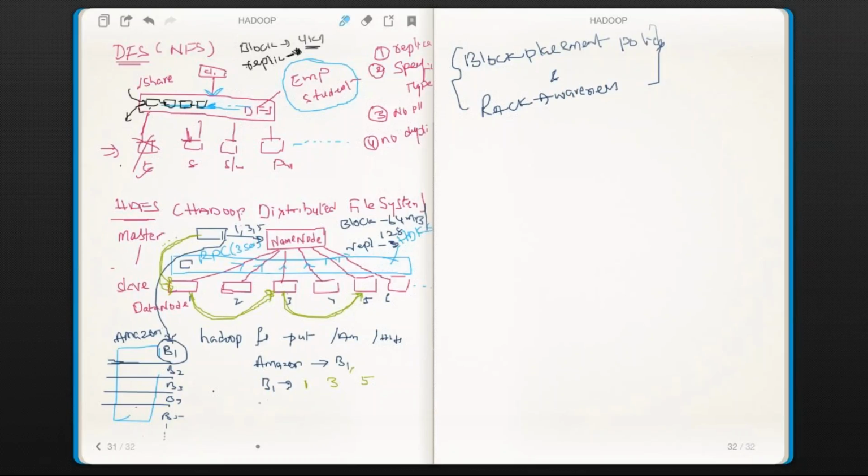Block 2 is the same. Let's assume it is stored in 1, 2, 3. Block 3 is stored in 3, 4, 5. Block 4 is stored in 4, 5, 6. Let's assume this is how the data will be stored in HDFS.